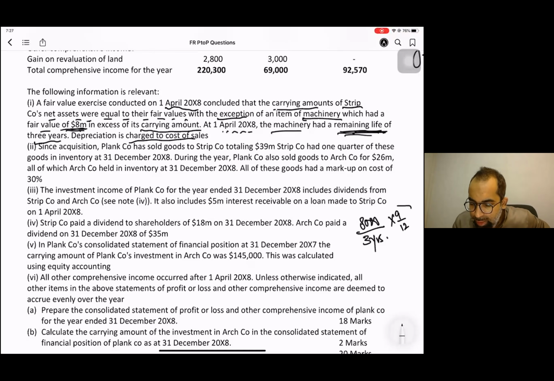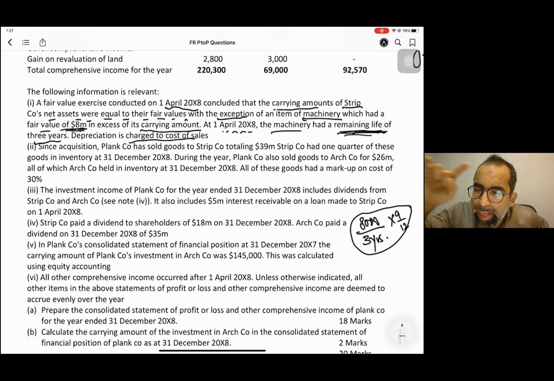So this 8,000, can you write in the chat box? 8,000 divided by 3 times 9 upon 12 is the excess depreciation. Yes, the number is 2,000. This 2,000 will be adjusted in consolidated cost of sales. How? As this is an upward fair value adjustment, we will add this 2,000 in consolidated cost of sales.